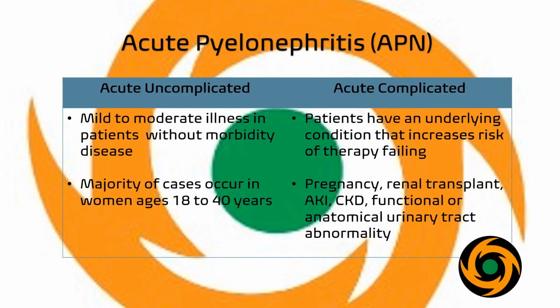Around acute pyelonephritis or APN, there are generally two forms. There's acute uncomplicated, and then there's acute complicated as well. With acute uncomplicated, there's mild to moderate illness in patients without morbidity disease, and the majority of cases can occur in females or women ages 18 to 40 years.